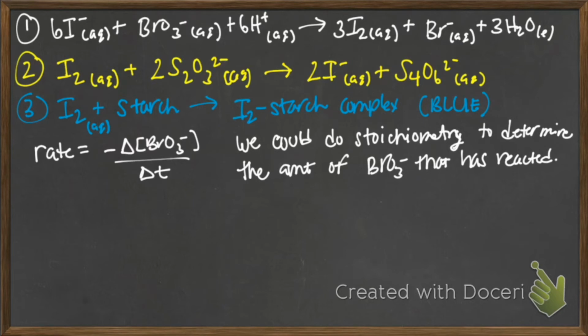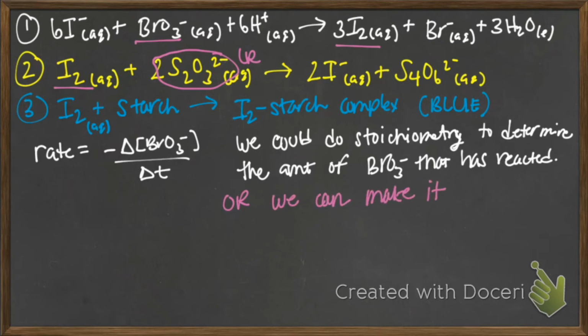Okay, so we know that the thiosulfate is the limiting reactant. So we could calculate the amount of I2 that it reacts with in reaction 2, and then relate that back to the stoichiometry in reaction 1 of the I2 and the bromate. So we could do those stoichiometric calculations. Or we could just use an arbitrary value for the amount of bromate that reacts and just make it easier on ourselves. Right? We know we can do it. We all passed Chem 1A, so we can do those stoichiometric calculations.